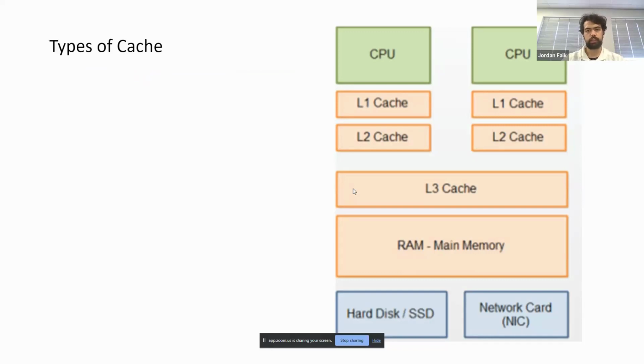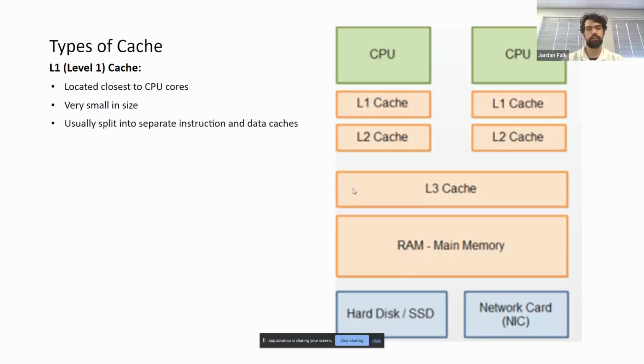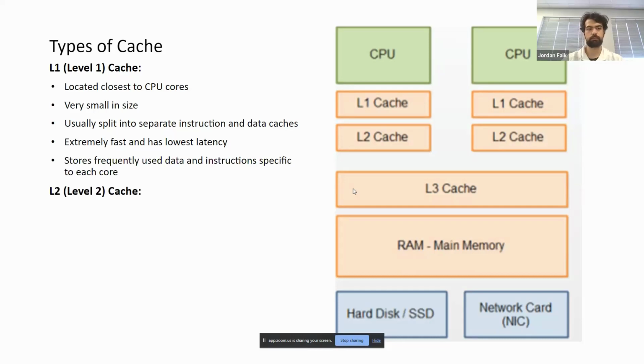But there are different types of cache. As shown by my image here, there are 3 levels of cache. First level, L1, is located closest to the CPU cores. It is very small in size, commonly only 64 kilobytes, and this is usually split into separate instruction and data caches. But this is extremely fast and has the lowest latency, especially because of its proximity to the CPU cores. And L1 cache stores the most frequently used data and instructions specific to its CPU core.